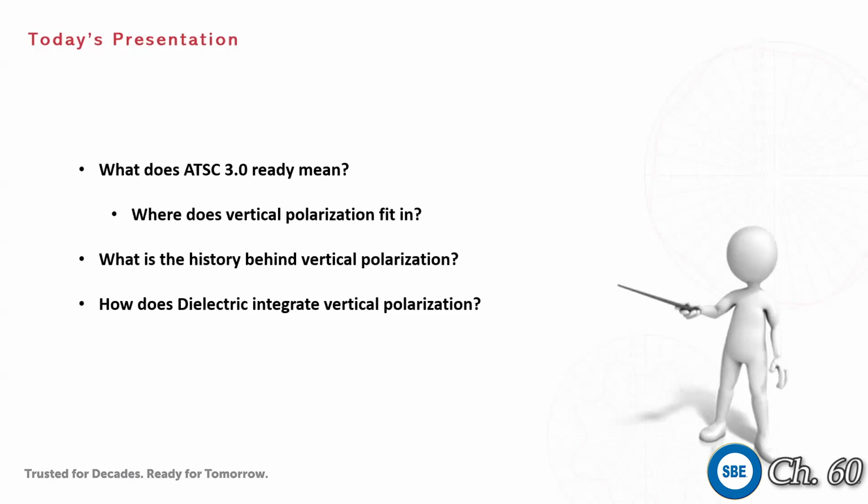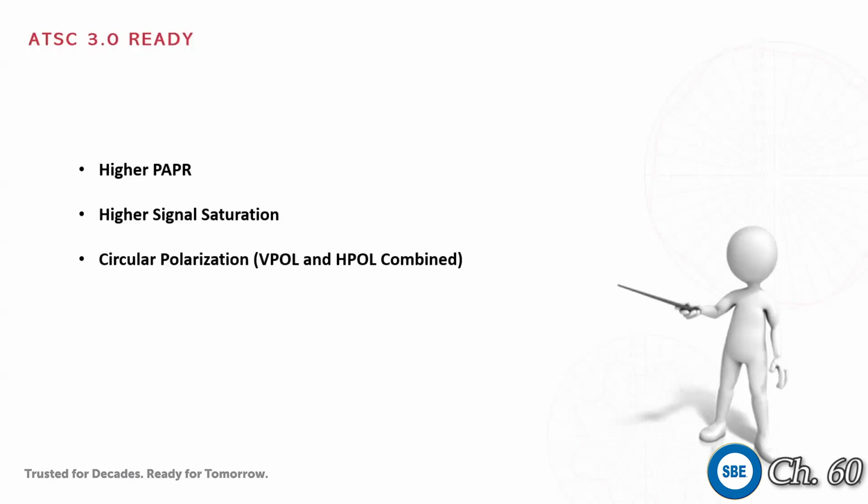So when thinking about 3.0 and being ready for that, there are a couple of things that we need to bear in mind. First is your peak to average power ratio being higher. We need to make sure that the surrounding coverage area has a higher signal saturation. And that goes hand in hand with the next thing, circular polarization: that combination of vertical polarization and horizontal polarization to make sure that we're able to provide service to the mobile devices that ATSC 3.0 has been targeting.